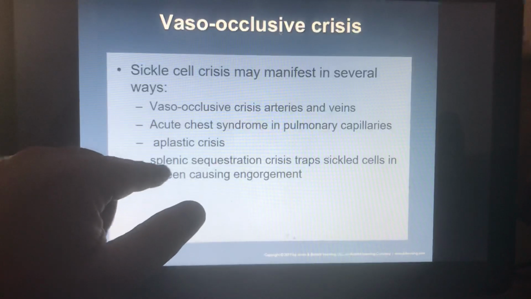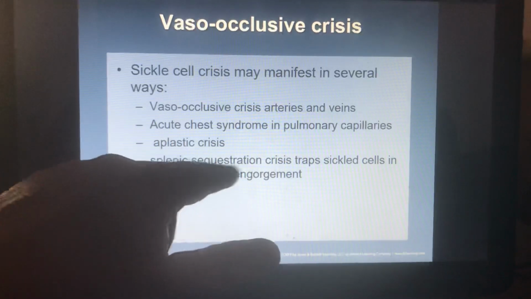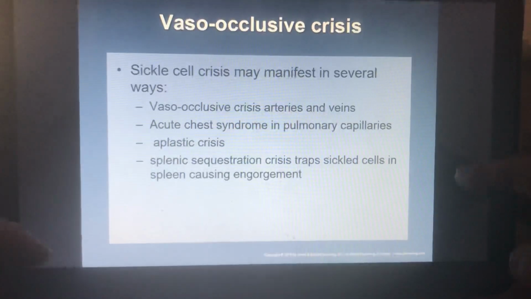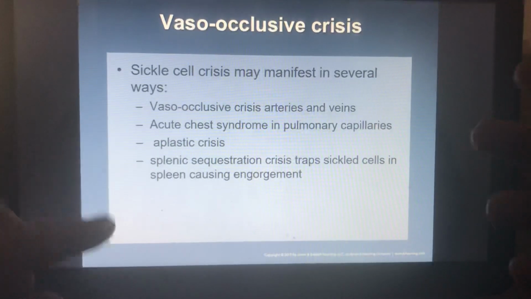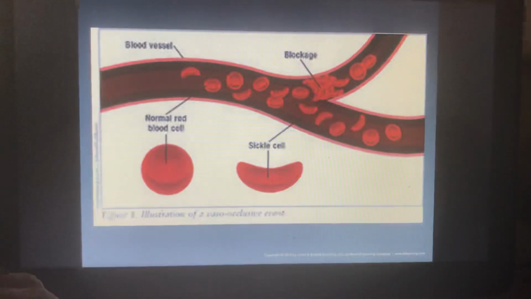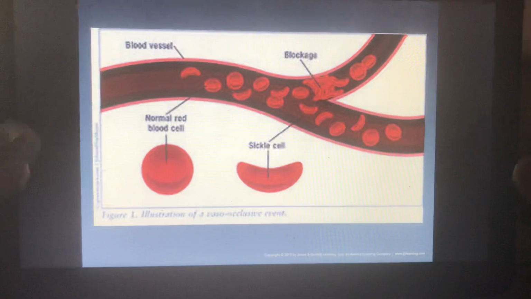You also have something called splenic sequestration crisis. Basically, remember we talked about the spleen and how it houses red blood cells. The sickle cells can get caught up in there and cause a crisis. So here we go, I'm going to show you what it is. It's a bad slide, I'm sorry. It's the only picture I really could find that's good.